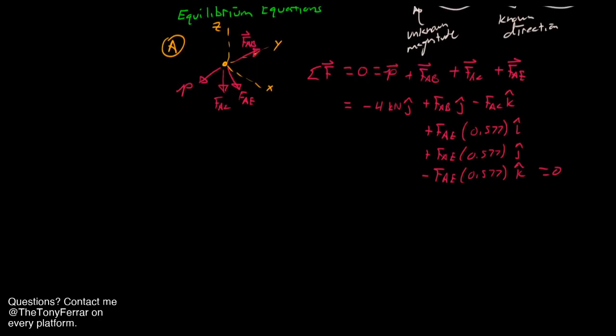So now what we can do is look at this equation and solve it as actually 3 equations, using each of the I, J, and K components, because they all have to add to 0. So in the I direction, we simply have FAE times 0.577 I hat. There are no other terms with an I hat on them. This must be equal to 0. That tells us right away FAE is actually equal to 0. There's no force in that member.